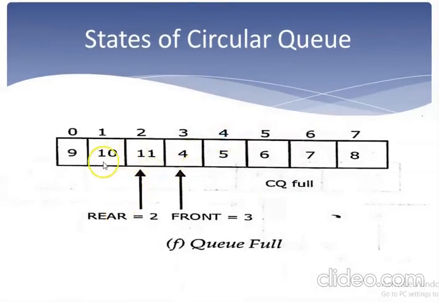And we have added 2 more elements. Now the circular queue is full because no spaces are left. And the condition to be satisfied is that rear reaches the location just before the front pointer. Front pointer is 3 here and rear reaches 2. So the queue is considered to be full.